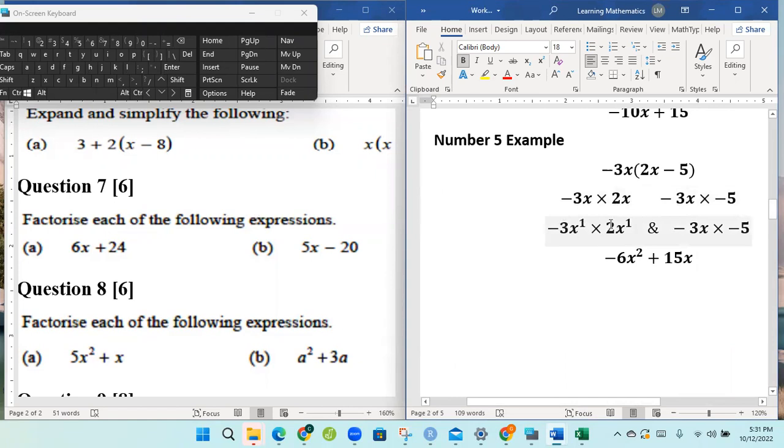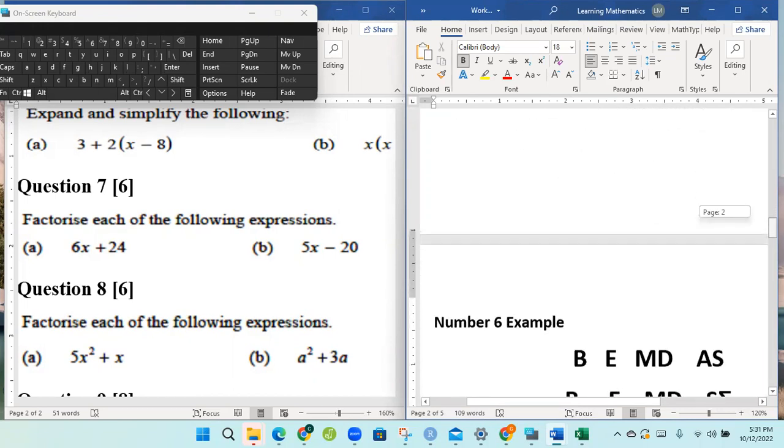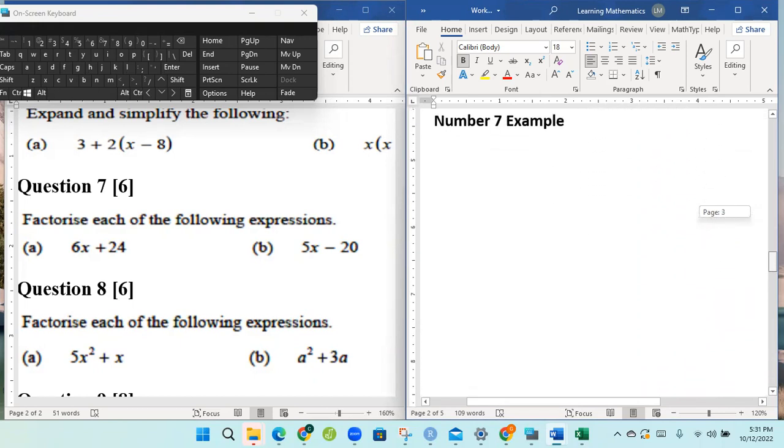You multiply and add. You multiply and add the powers. So in expansion, what is normally going on in a lot of cases, you have to multiply and add the powers. Factorization is the reverse of multiplication. For factorization, you have to divide and subtract the powers. Factorization means putting back into brackets.